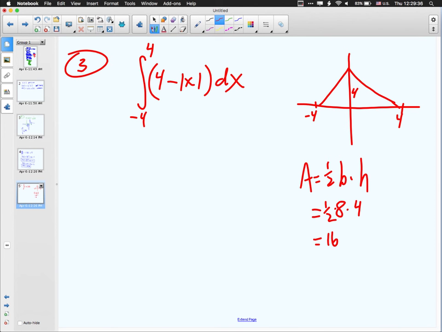This thing here is just notation. That's all it is. It denotes we're looking for the area. Okay? Means we're looking for the area between -4 and 4 of that function. That's what it means.